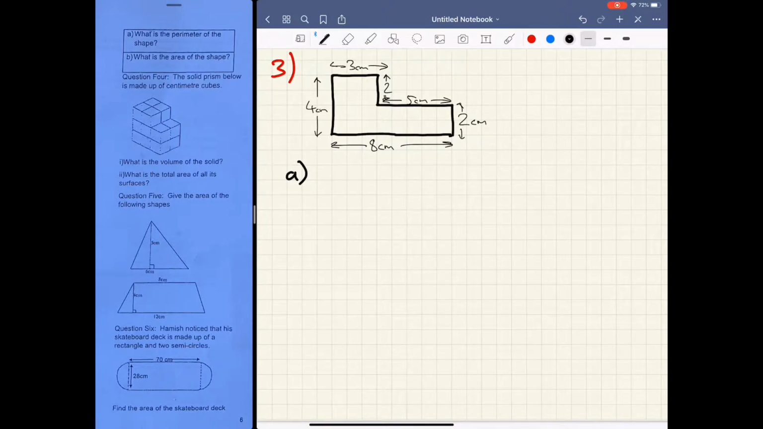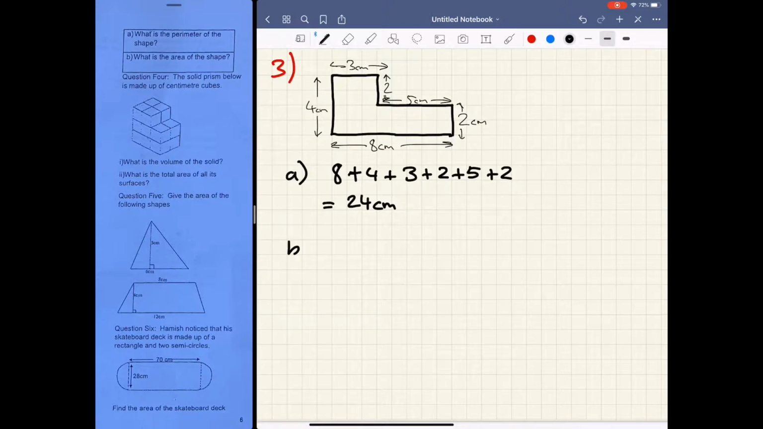Okay, so it's asking for the perimeter, and the perimeter is the length on the outside here. So we just have to add the length on the outside. So that would be 8 plus 4 plus 3 plus 2 plus 5 plus 2. Chuck it in the calculator really quickly, which equals 24 centimeters.